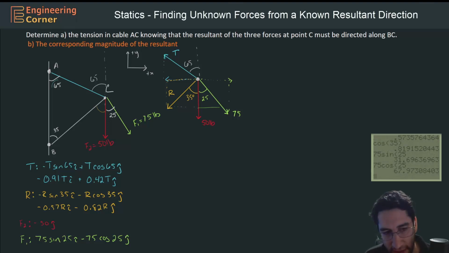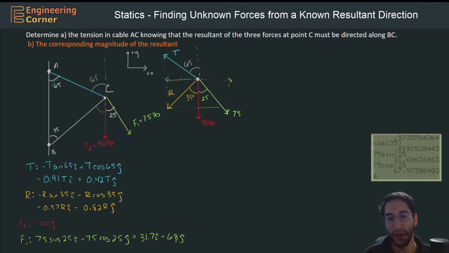So we'll have that this is equal to, and I think I'm out of room, so this is equal to 31.7i minus 68j.